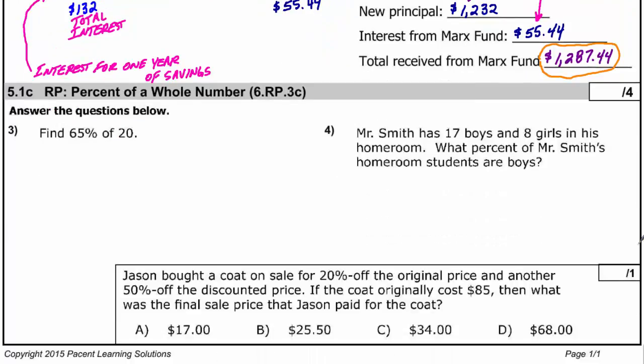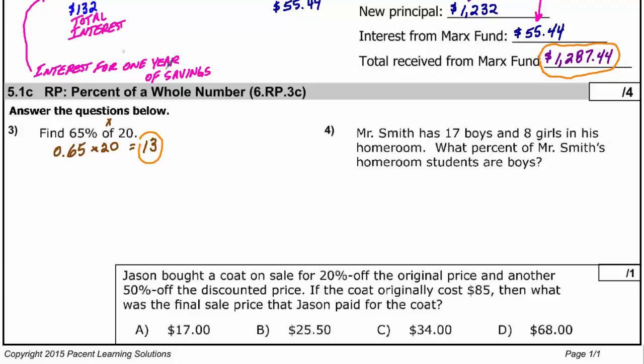All right, on to the last part of the test here. So number 3, 65% of 20. That one's pretty straightforward. We take the 65%, we switch it into a decimal. 0.65 of means multiply, so 0.65 times 20 has a value of 13. That is the answer to number 3.